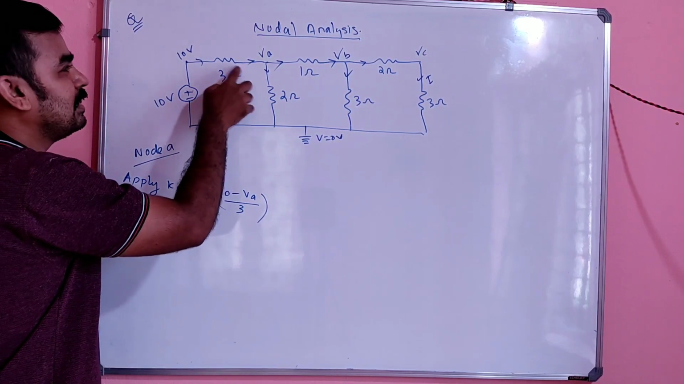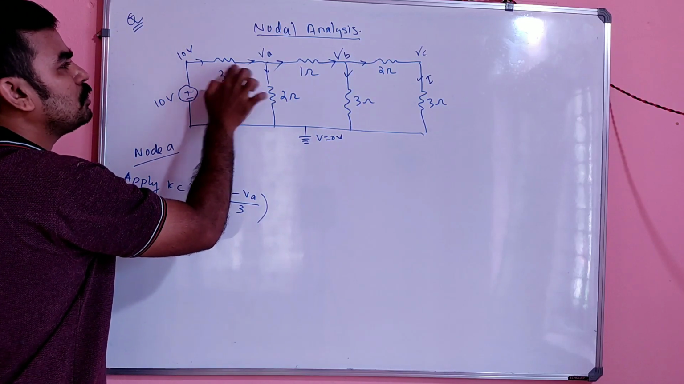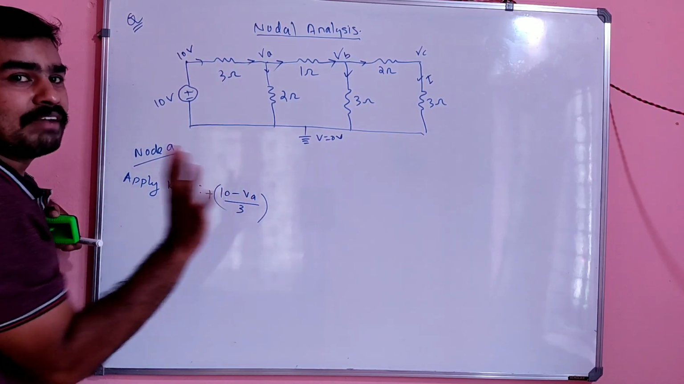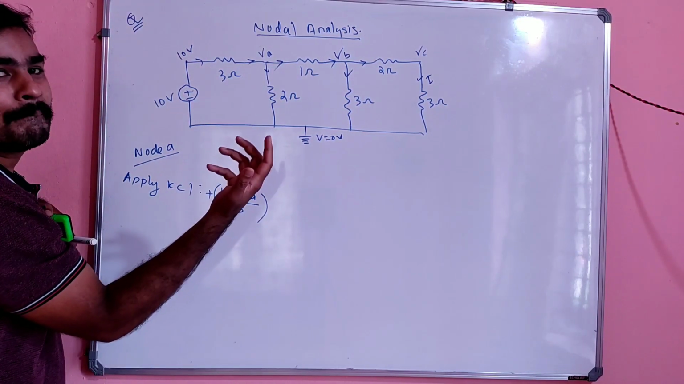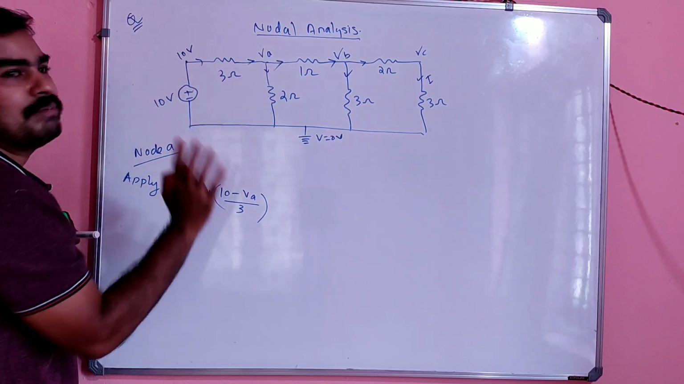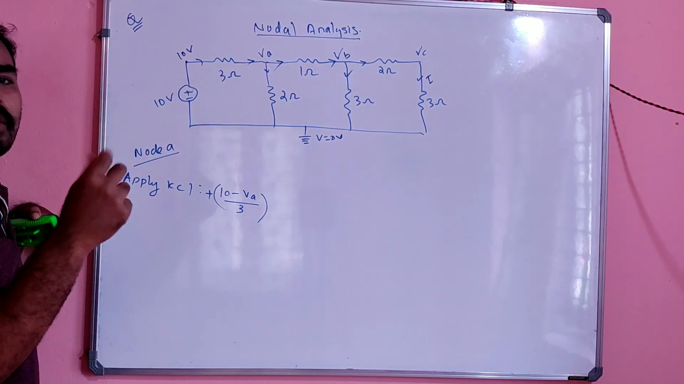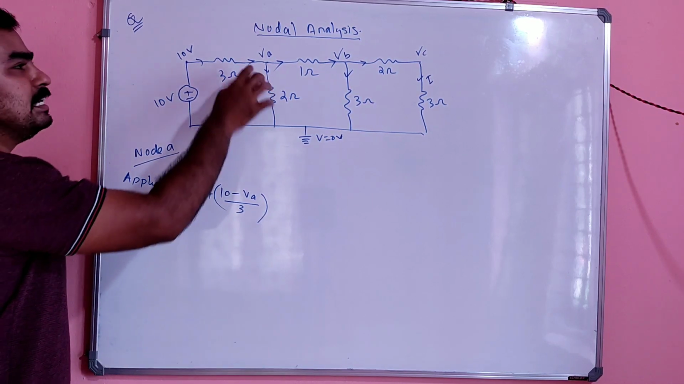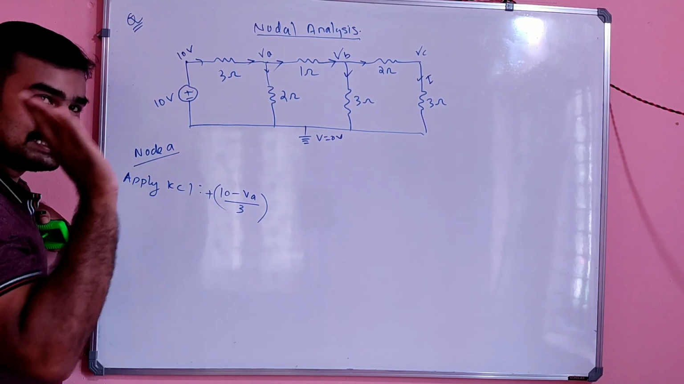The current flowing through this branch will be the difference in potential divided by that resistance value, no? So it will be 10 minus VA divided by 3. And how can we assign the sign of current? Incoming current is taken to be plus. So plus. Is it clear?